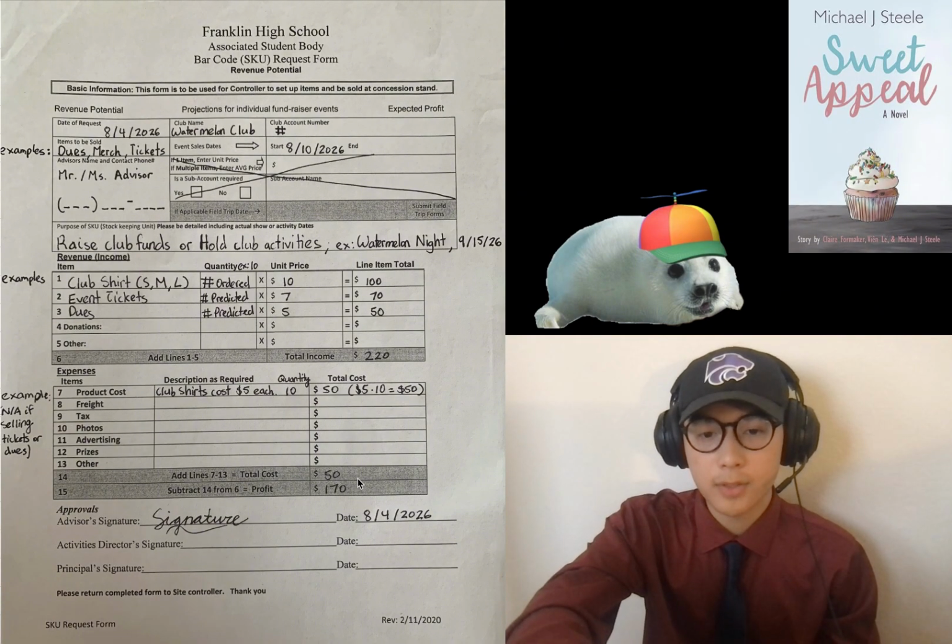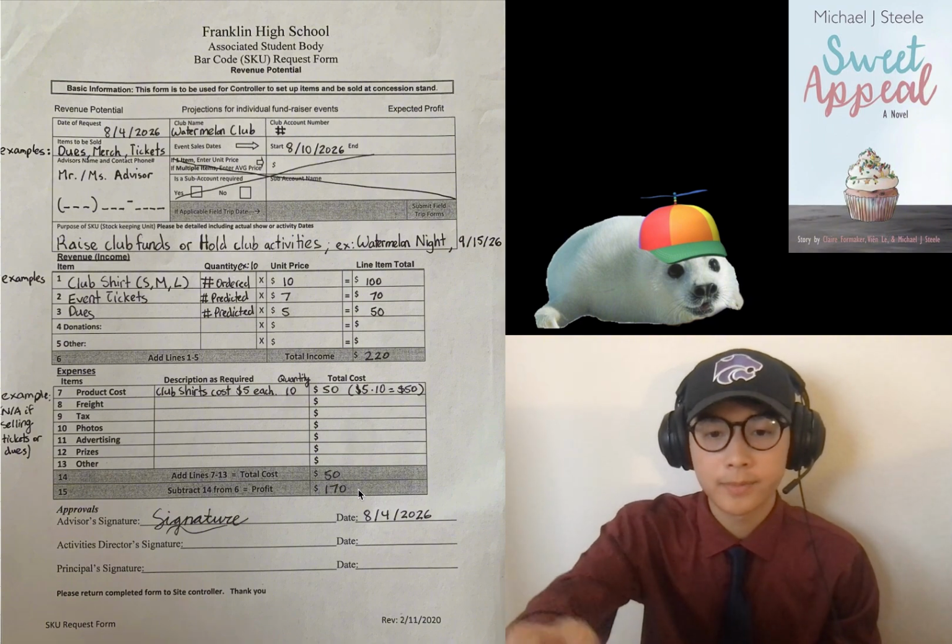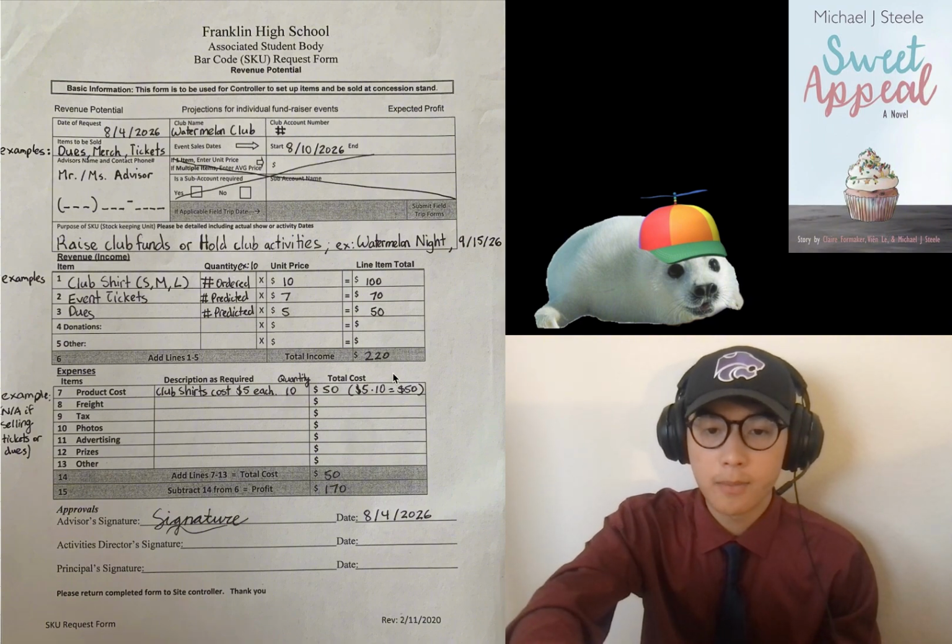And then lastly, for this bottom line, you're going to take whatever your total cost is and subtract that from your total income. And then from that, you will be calculating the profit you're making. So here I wrote $170 because my revenue is $220 and then minusing the total cost, which is $50. So I'll be making $170, which is not bad.